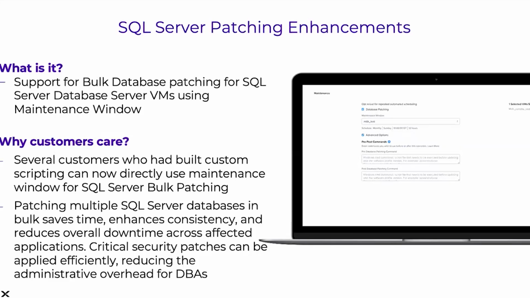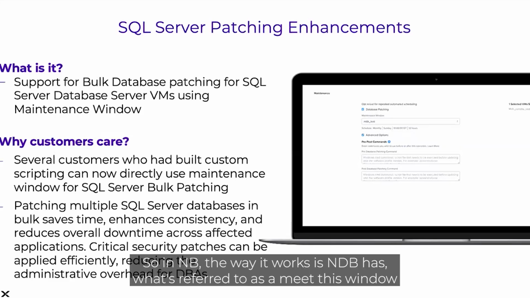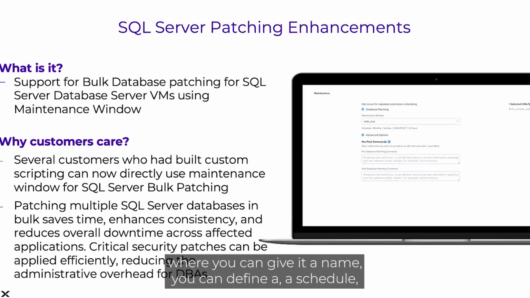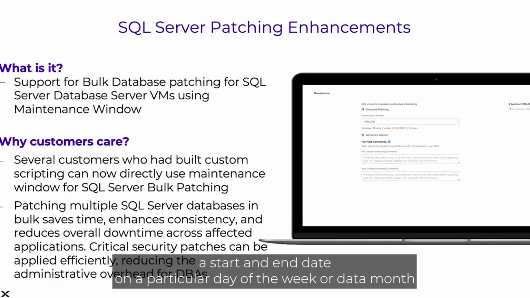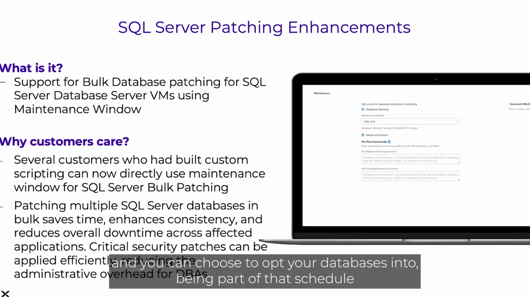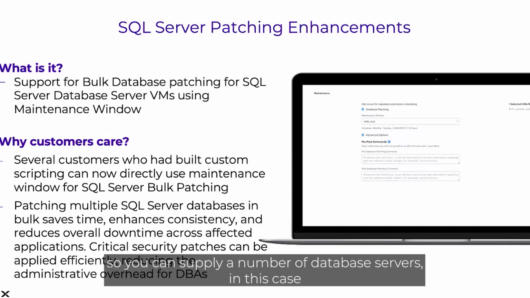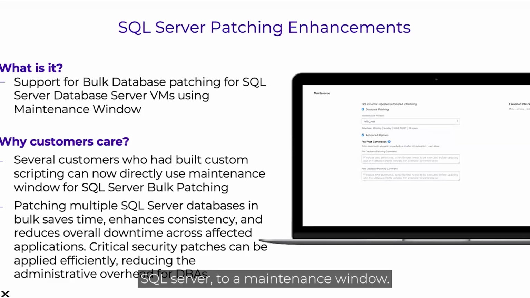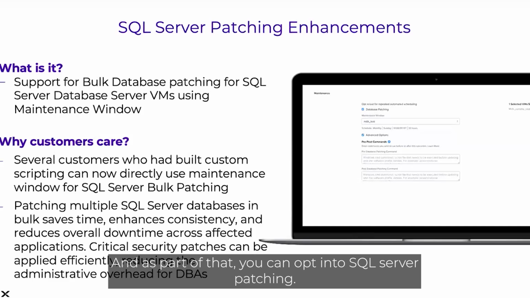In NDB, the way it works is NDB has what's referred to as a maintenance window, where you can give it a name, you can define a schedule, a start and end date on a particular day of the week or day of the month, and you can choose to opt your databases into being part of that schedule. So you can mass apply a number of database servers, in this case SQL Server, to a maintenance window. And as part of that, you can opt into SQL Server patching.